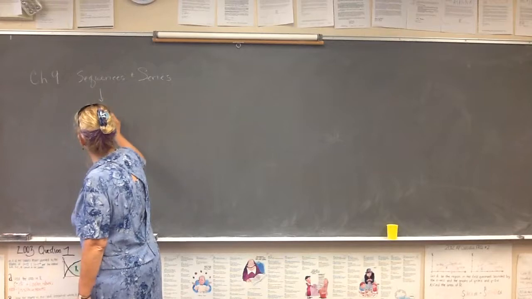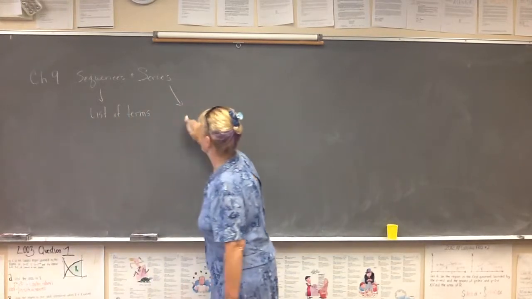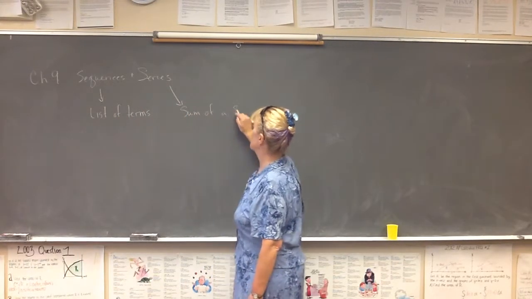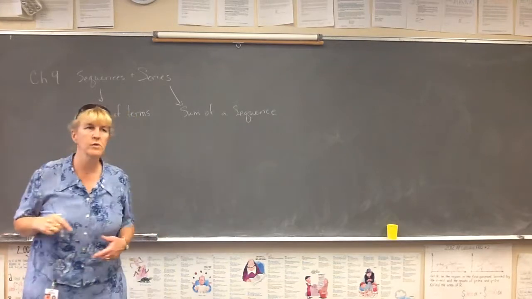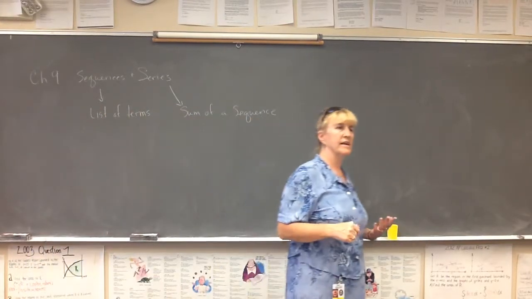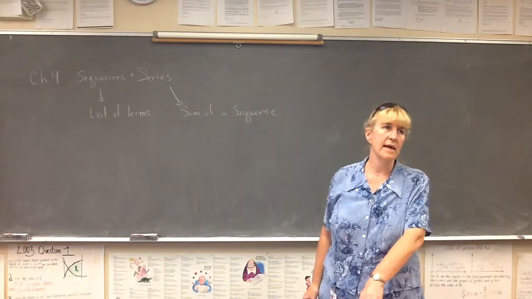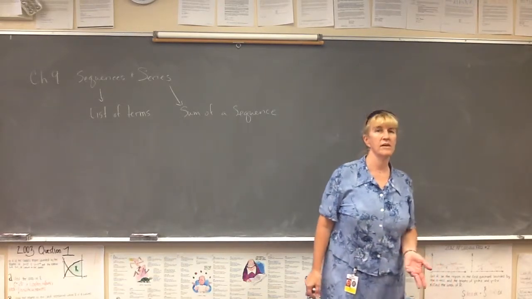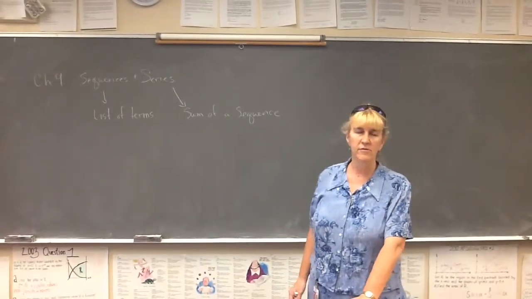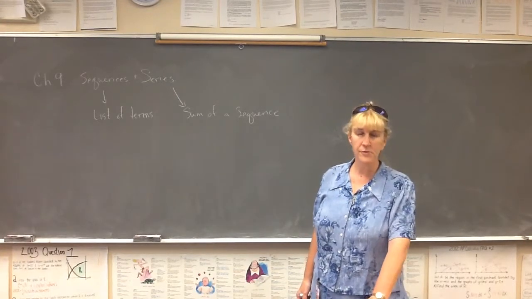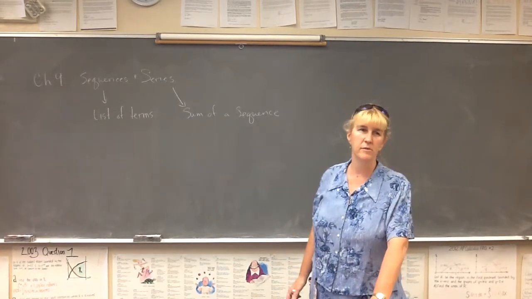First thing you need to know is that a sequence is just a list of terms, and a series is the sum of a sequence. We're going to do a bunch of sequences today, but series indicates that it's a sum of those terms. There are different kinds of sequences: arithmetic sequences, geometric sequences, or sequences that are neither one of those. But for right now, we're just going to ease in with chapter 9, section 1. Section 2 is arithmetic sequences, section 3 is geometric sequences, which is why I'm not writing those words up on the board. We'll get to those words.